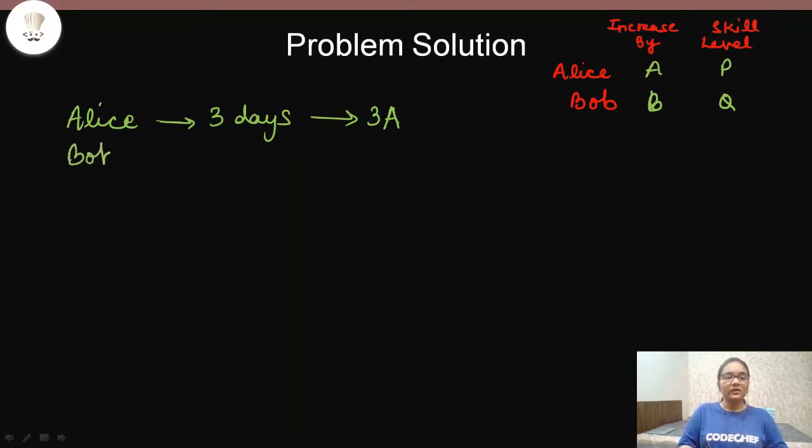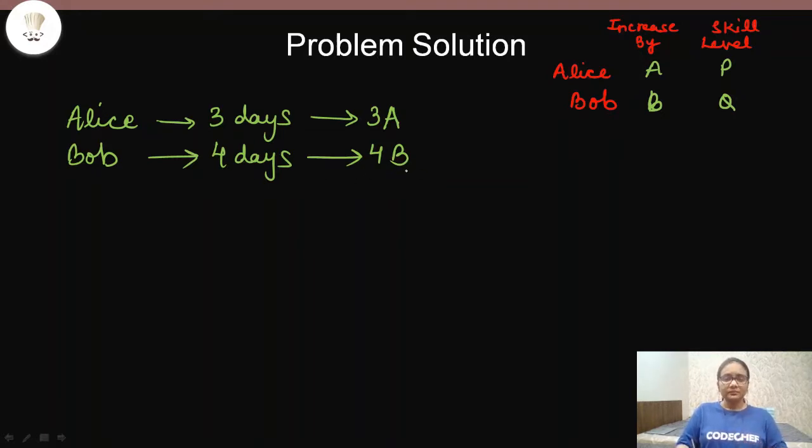Similarly for Bob, what will happen if Bob works for, say, 4 days? What will be the skill level of Bob after 4 days? After 4 days, the skill level will become 4B, because it will keep on increasing by B for every particular day. So for 4 days, it will become 4B.